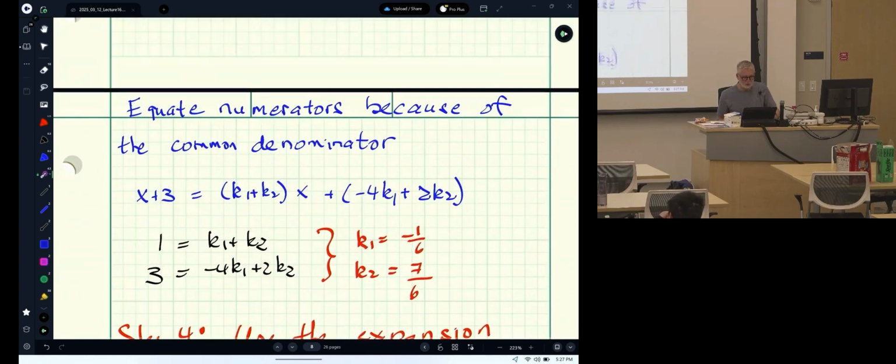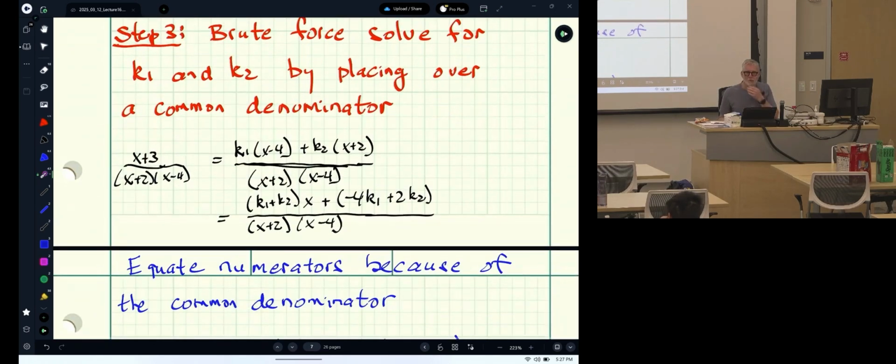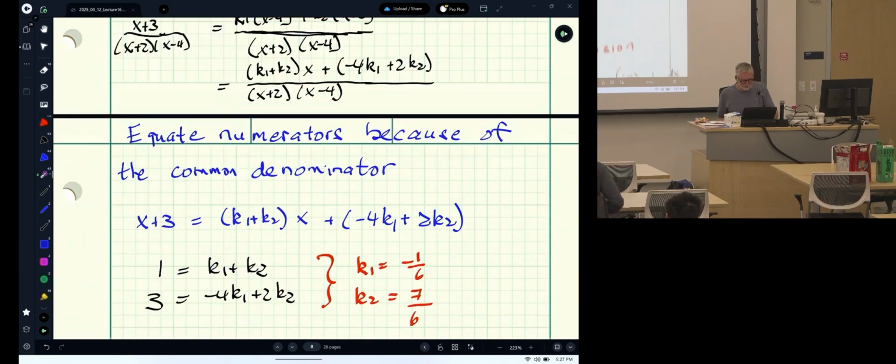Any questions on partial fraction expansions? So I think the concept is easy, the execution is painful. That's how I would summarize partial fraction expansion.